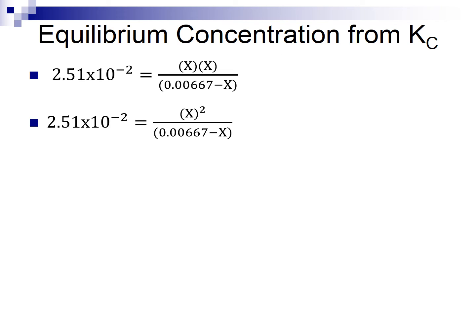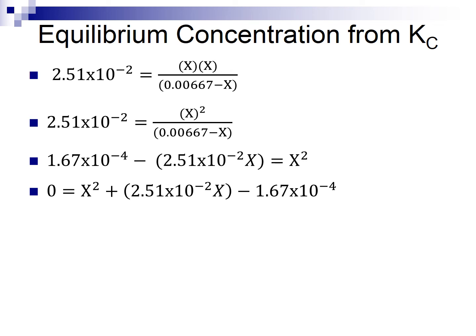I can simplify this by combining the x on top to x squared, and then if I multiply both sides of the equation by the denominator 0.00667 minus x, I'll get 1.67 times 10 to the negative 4 minus 2.51 times 10 to the negative 2x being equal to x squared. If I move all of my numbers over to the right hand side of the equation, I'll have 0 equals x squared plus 2.51 times 10 to the negative 2x minus 1.67 times 10 to the negative 4.